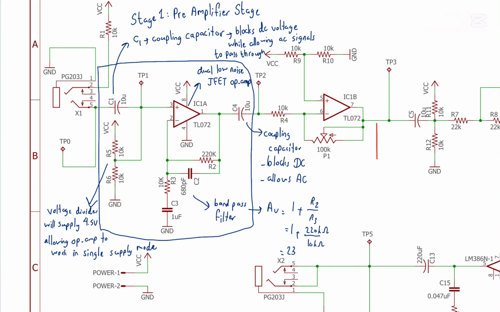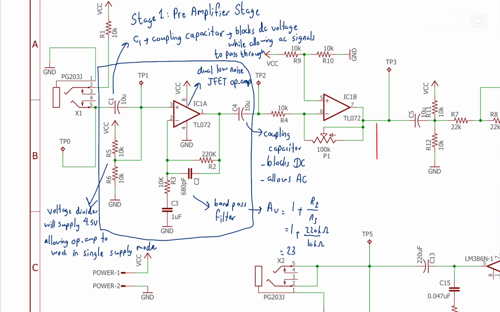So in this stage 1, C1, the 10 microfarad capacitor, is a coupling capacitor which blocks DC bias voltage from the input and only allows AC signals to pass through. Resistors R5 and R6, which are both 10k ohm, each form a voltage divider which will supply 4.5 volt, allowing the op-amp to work in a single supply mode. On the other side, resistors R2, R3 and capacitors C2 and C3 form the bandpass filter.